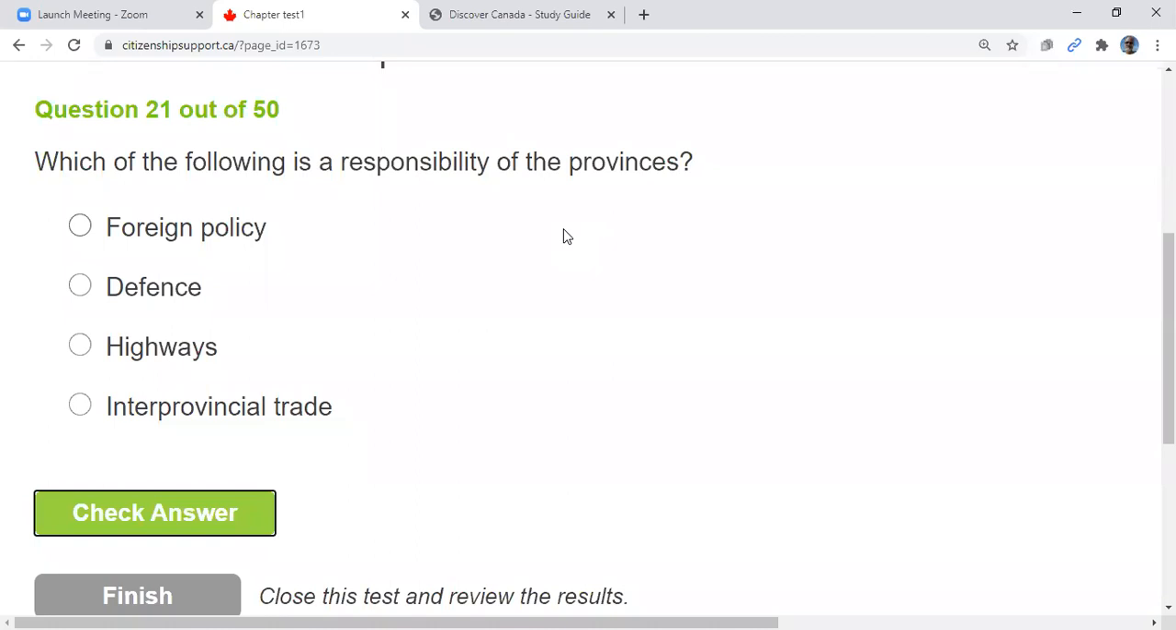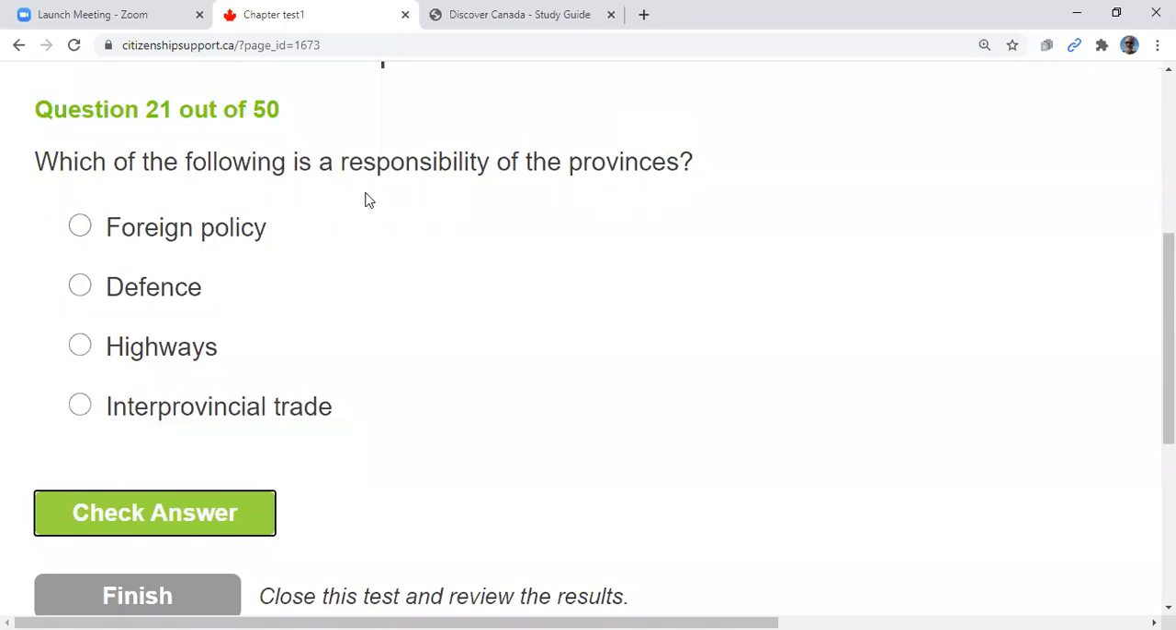Oh, me. Which of the following is the responsibility of the province? Foreign policy, defense, highways, internet. And number 1. Responsibility of the provinces. Provinces are like just Ontario, Quebec, that type of thing. The number 1 means foreign policy. That means how we deal with other countries. Define province. I don't know. Maybe it's the last one. Maybe it's defense, number 2, or the last one. Okay, I'll just explain what these mean and then you'll know.